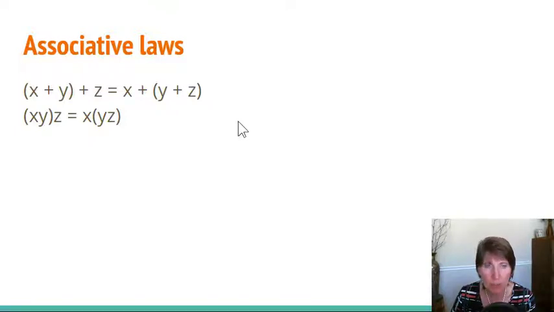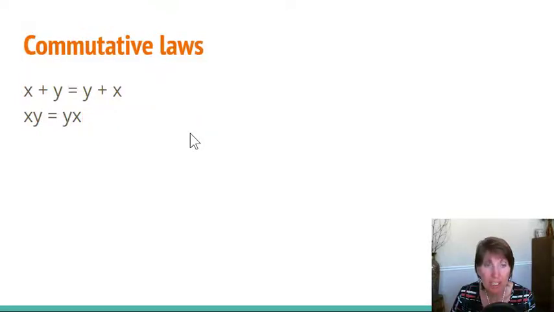Associative laws let us group things. If we have multiple addition operations, we can group them in different ways and it produces the same result. If we have multiple multiplications, then we can group those in different ways as well. Commutative laws let us say we can do them in different orders. So if we have an addition, we can swap what order that is in. If we have multiplication, we can swap the order as well.